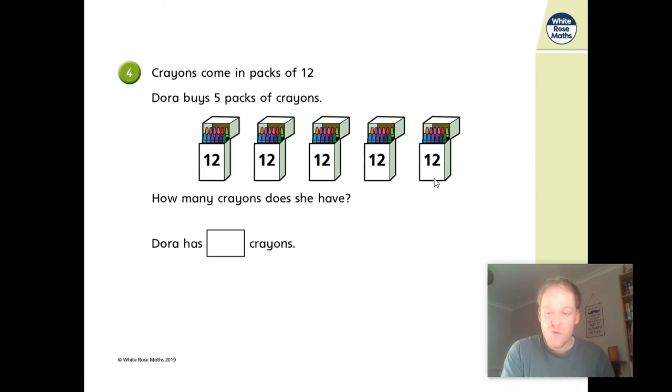Dora buys 5 packs of crayons. So there they are. Now you could just count all the crayons, but if you are counting one by one, chances are you're going to make a mistake because counting all the way up there is going to be quite complicated. And 2, it's going to take you ages. So there is a way to do this. 12 times 5 is the same as 5 times 12. Just saying, bit of a hint there.